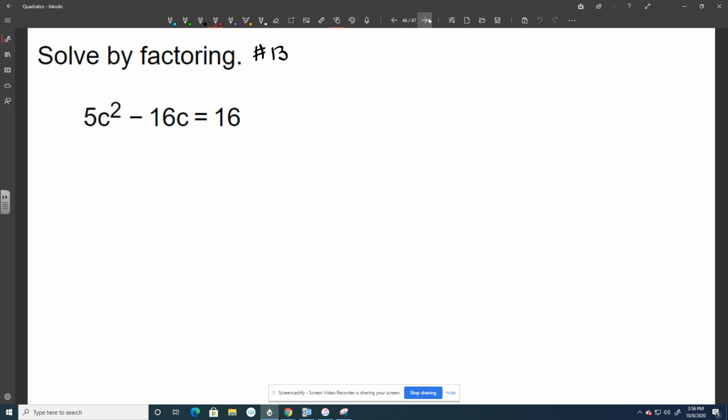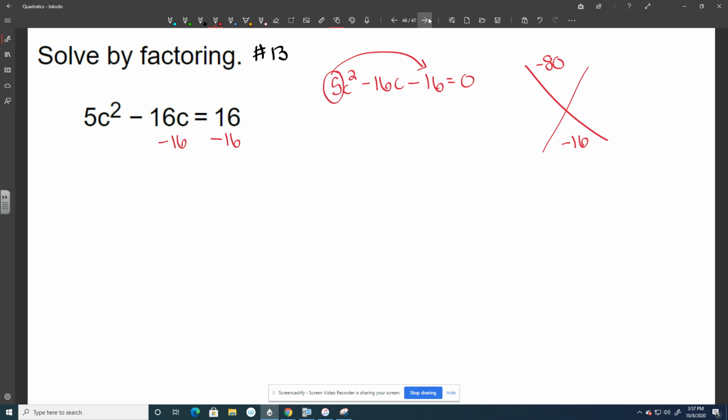Okay, number 13 is a little bit different as well. This one we are solving by factoring. So the first thing I need to do is get 16 over on the left-hand side. So I end up with 5c squared minus 16c minus 16 equals 0. Again, I'm going to do the X factor method, but I've got to take this 5 and times it by -16, which gives me -80 on top because it's in front of my c squared. And then on the bottom, I'm going to get -16.